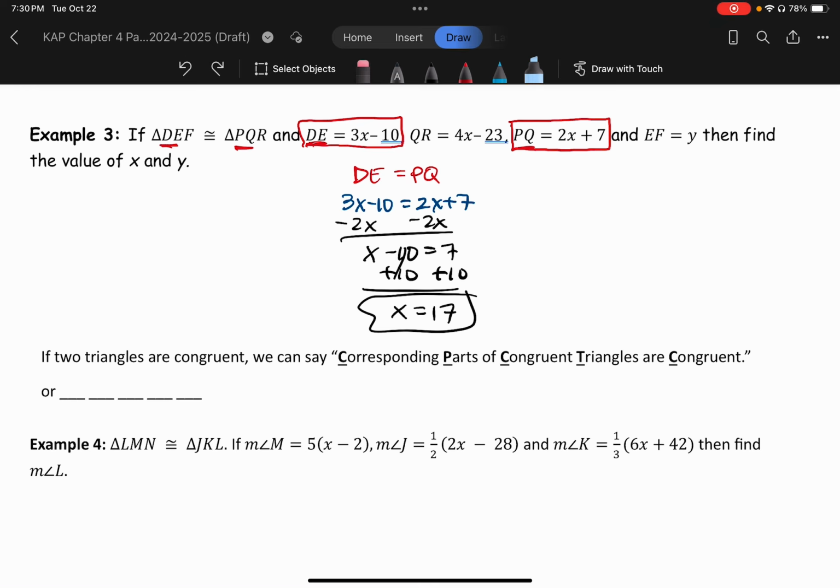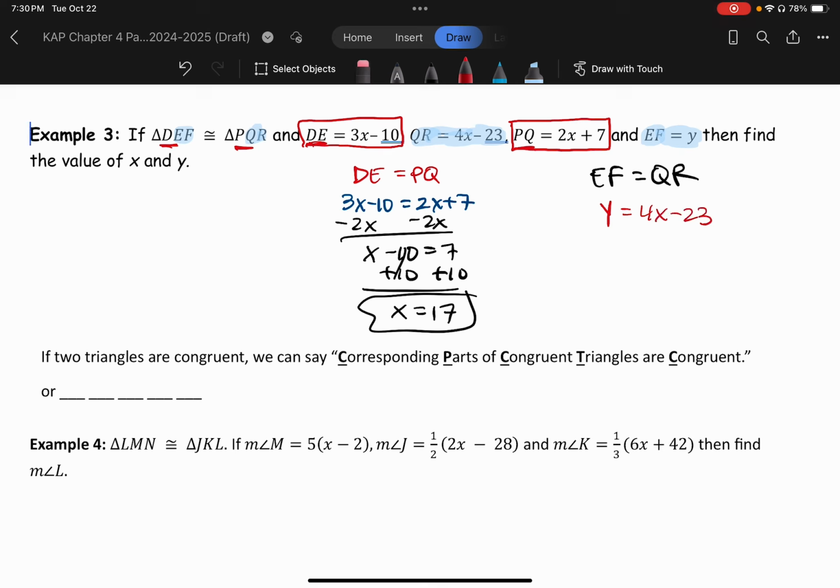Y is represented by EF. So if I look at EF here, what corresponds to and what is congruent to EF? The answer to that would be QR. So we would understand here that EF is equal to QR. Well, EF is Y, okay? So EF is Y, and QR is 4x minus 23. All we're doing now is just plugging those values in. So EF is Y, that's equal to QR, which is 4x minus 23.